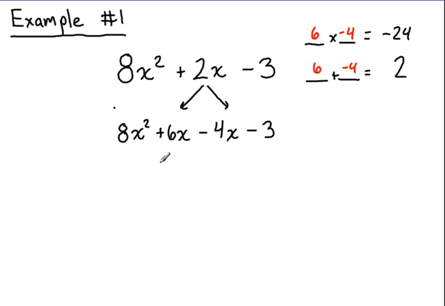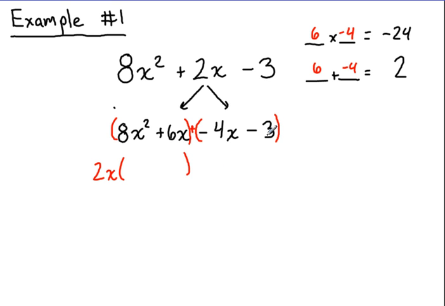Now what this allows us to do, since it's 4 terms, is we can group the first two terms together, so we'll group up 8x squared and 6x using these parentheses. We can group our second two terms together, the minus 4x minus 3. So now we have two binomials all grouped up. We're going to take the greatest common factor out of each group. So looking at our first group, the greatest common factor would be 2x. We'll have some left over here in a second.